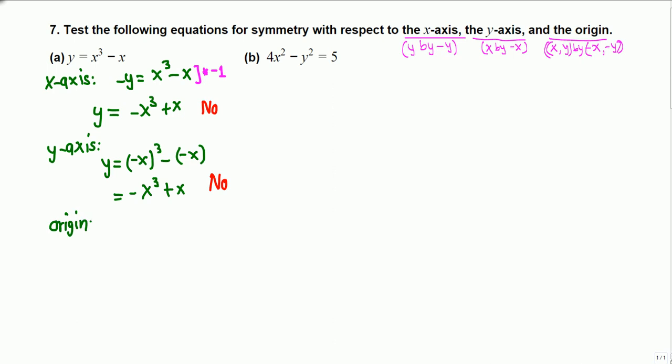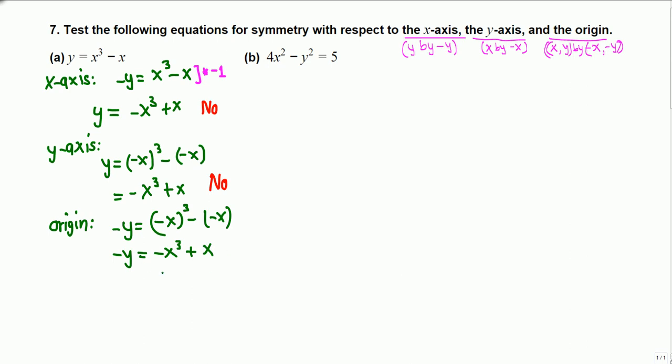Now we check for origin symmetry. For origin symmetry, we replace x by negative x and y by negative y. So the original equation is here, with y replaced by negative y and x by negative x. So negative y equals negative x cubed minus negative x. Let's simplify: negative y equals negative x cubed plus x.